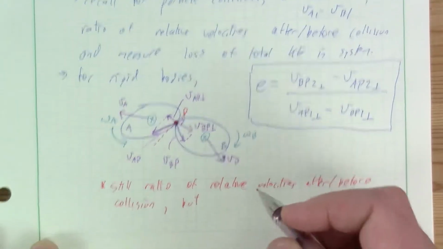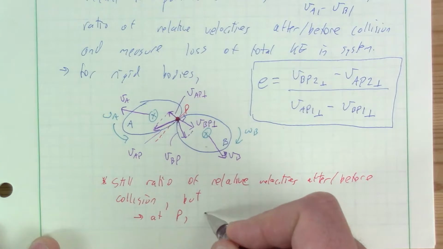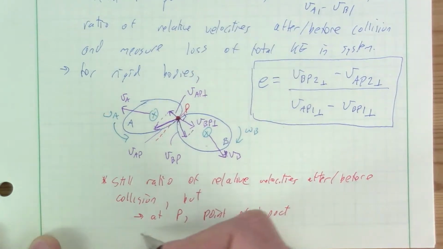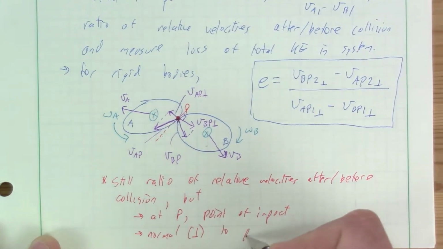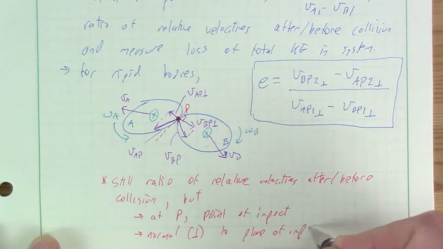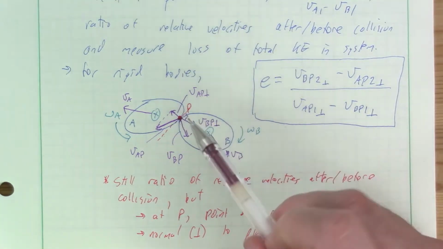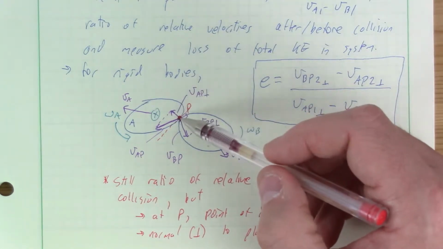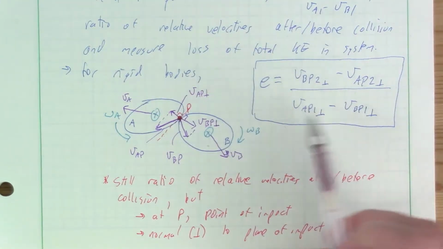But it's at the collision point, so at P, the point of impact, and normal, only the normal to the plane of impact. Okay. Oh, and these aren't necessarily the same velocities. They're not equal and opposite, but they have to be different, right, in order for us to have a difference here.